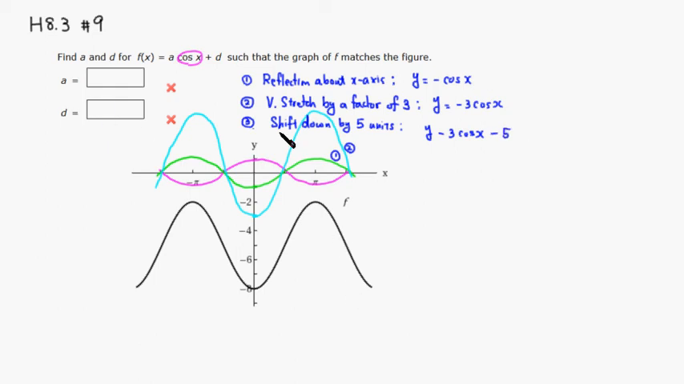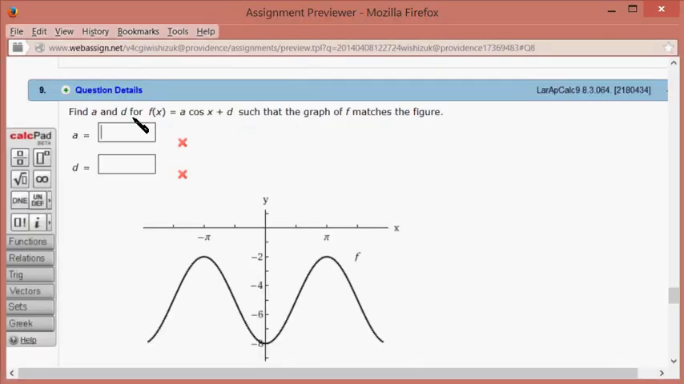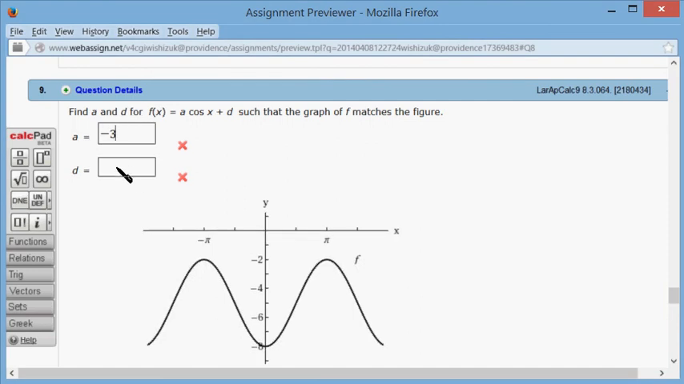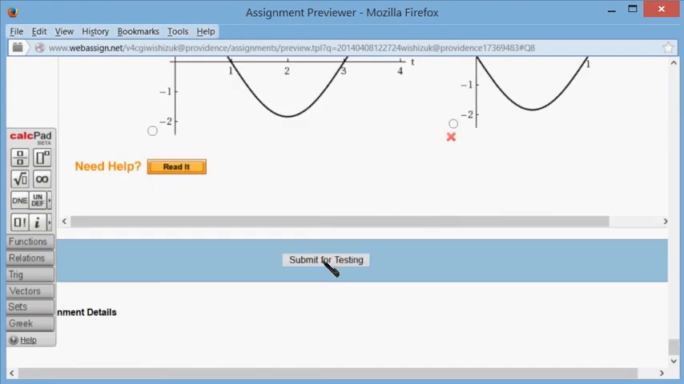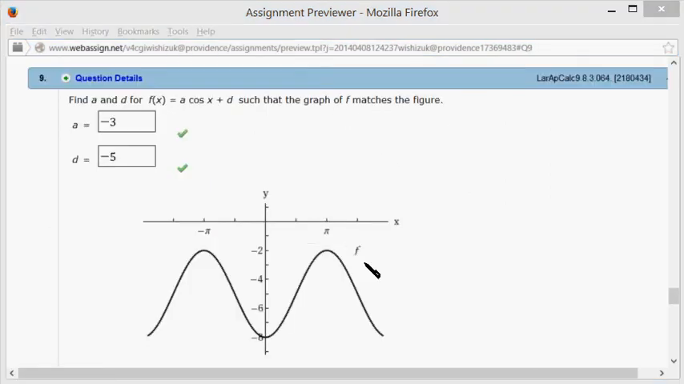So therefore, a is right here: a is -3 and d is -5. Let's type it in. We found a to be -3 and d to be -5. Let's submit for testing. It came back and it looks like we got this one correctly. That's it. I hope that this was clear.